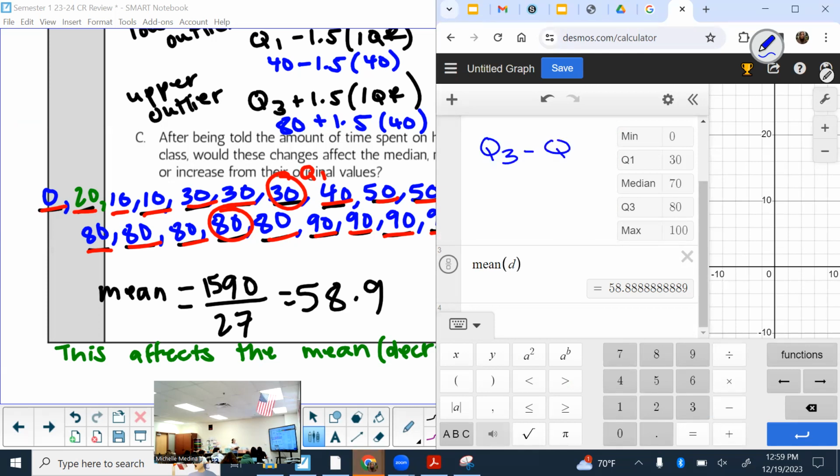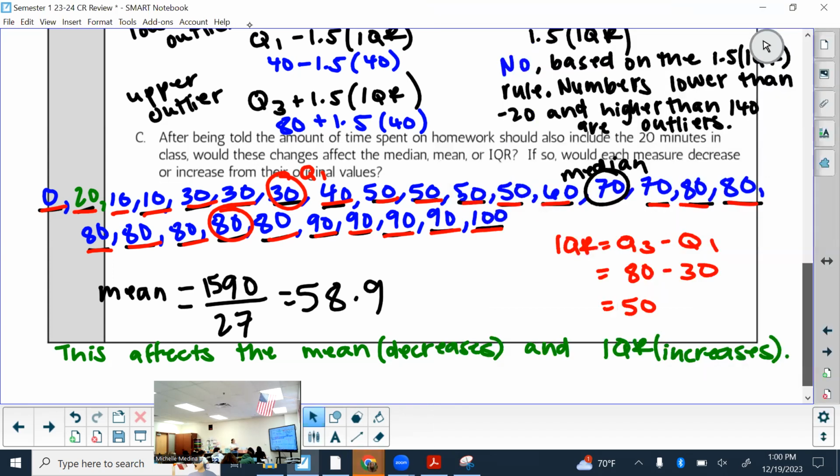So here are my new stats from when I added the 20. My Q3 is 80, my Q1 is 30. What's my new IQR? How did that change? Did it increase? Did it decrease? Did it stay the same? It increased. So do it for both, compare them, and then you can answer that.